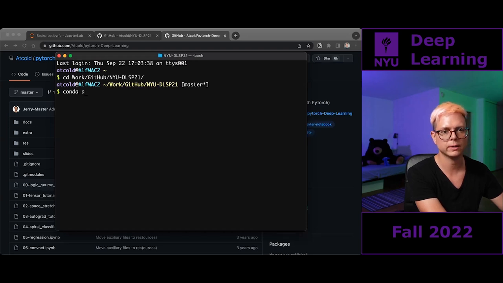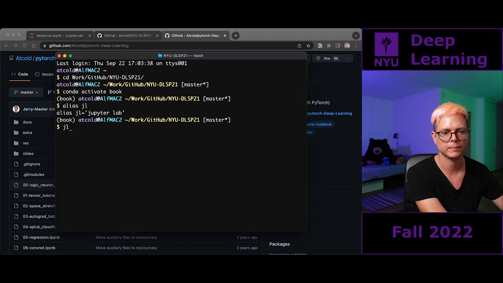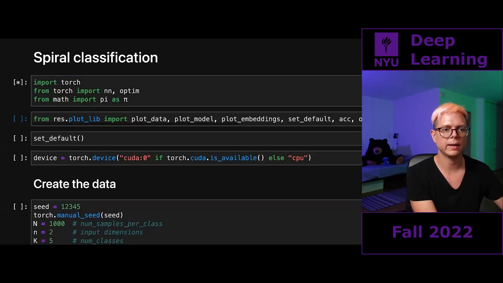Then I do conda activate book, because it's a more recent version of PyTorch. And I do JupyterLab. This is an alias, right? The alias for JupyterLab is going to be just JupyterLab. So I import torch and then I do this one, which is something some people hate, but I love it.